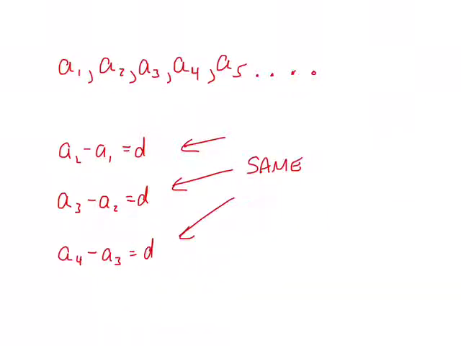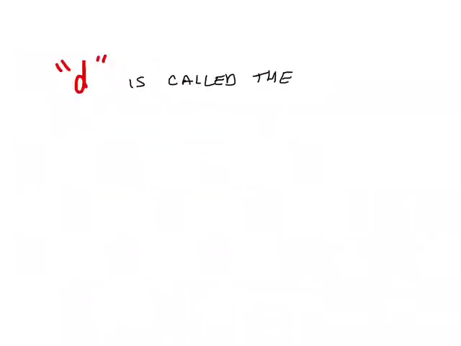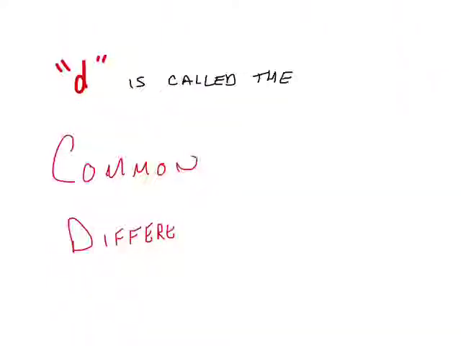Okay? And if it stays the same, we ought to give it a name. So we give that d a name, and it's called the common difference, as in the difference that each of those consecutive terms share.